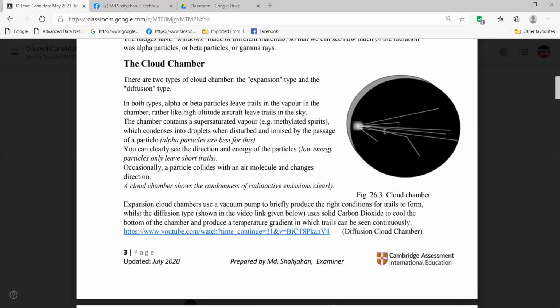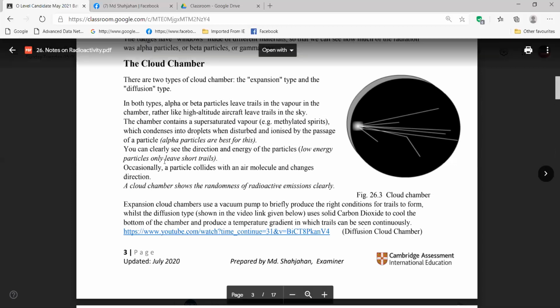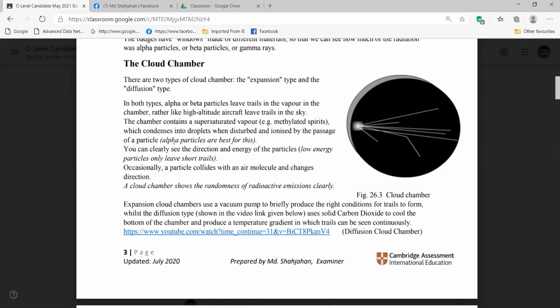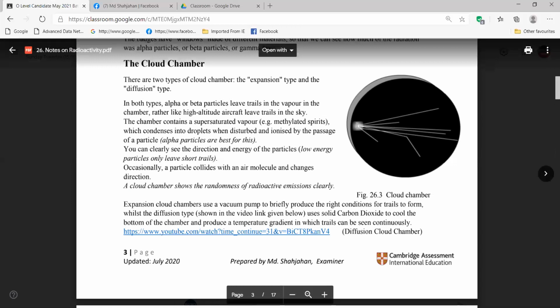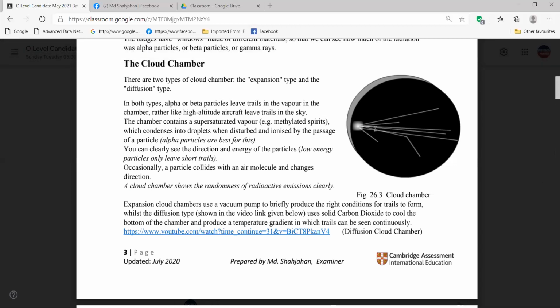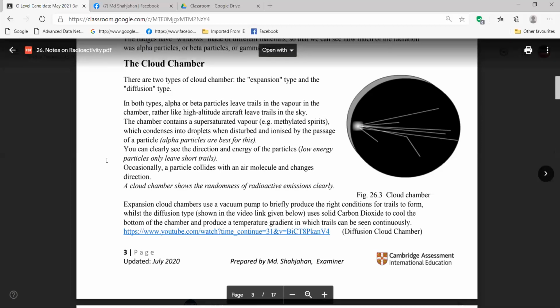You understand it? Yes. So after condensing, the methylated spirits' droplets are shown here. You can clearly see the direction and energy of the particles. Low energy particles only leave short tails. So how much energy the alpha particles or the beta particles have, we can see from here. Is it clear now? Okay, then continue where you have a problem. Other than this? Only this one. Okay. So you have no other problems.